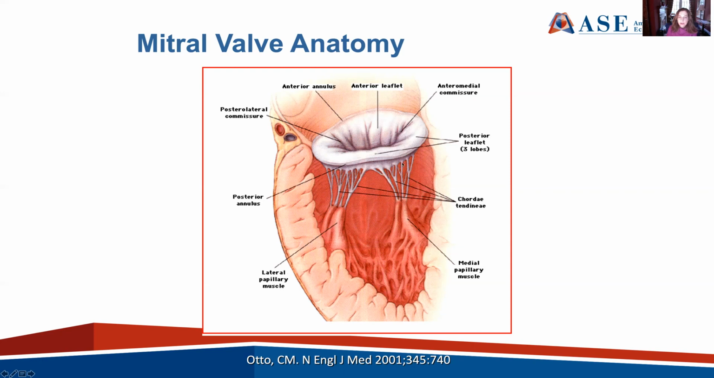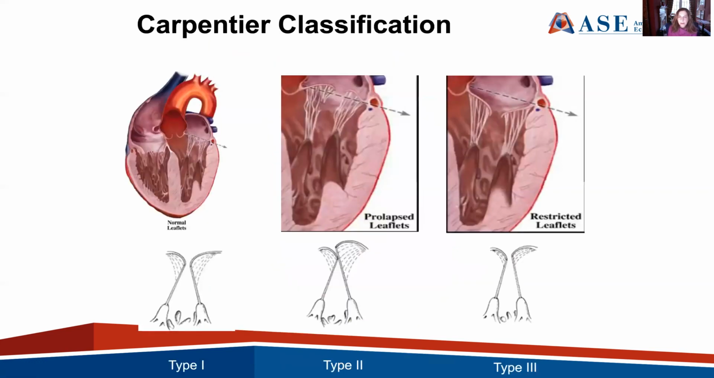So if anything goes wrong with any of these structures, the mitral valve is going to become dysfunctional. So it's not just a leaflet issue, it's actually the whole apparatus that we have to learn about. Now, Carpentier came up with a specific classification to try to really identify the different mechanisms that cause mitral regurgitation. And he divided these into three groups. So type 1 is a dilated annulus or a perforated leaflet that causes the mitral regurgitation.